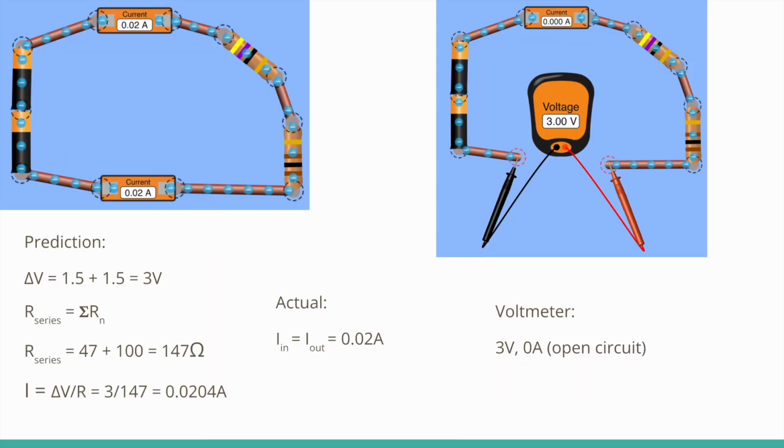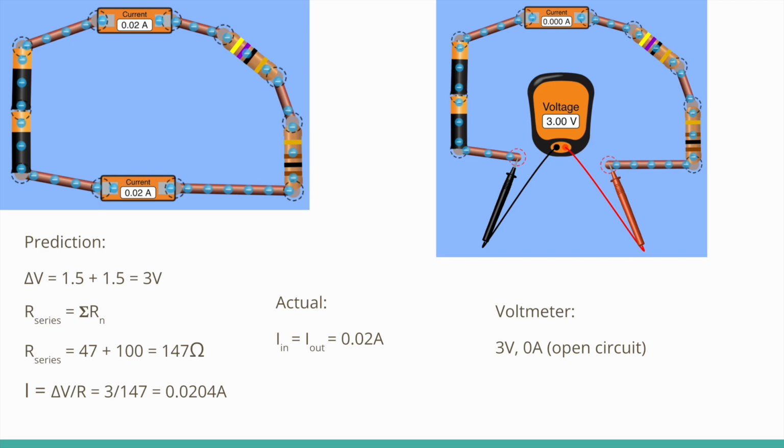For the circuit on the left side, we find the total voltage by adding up the two batteries, which are both 1.5, to find a total of 3 volts. Since the circuit is in series, we add up the resistors to find 147 ohms of resistance. Then we use Ohm's law to find the current, which we find to be 0.0204. And we know the actual current is 0.02 amperes because of the node rule. These two values are very similar, so basically no difference.